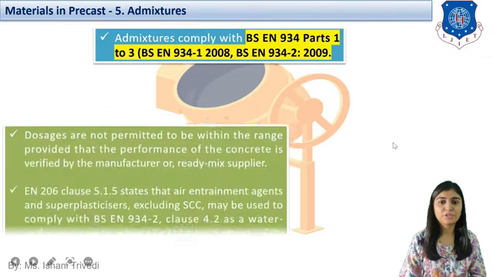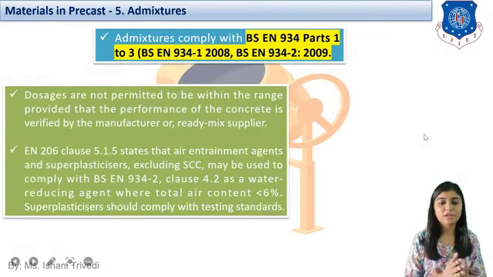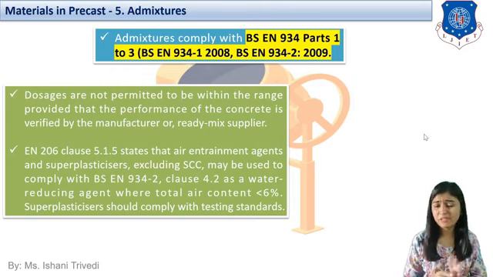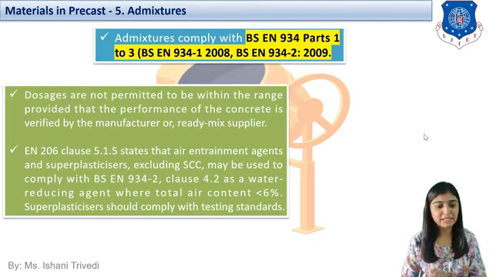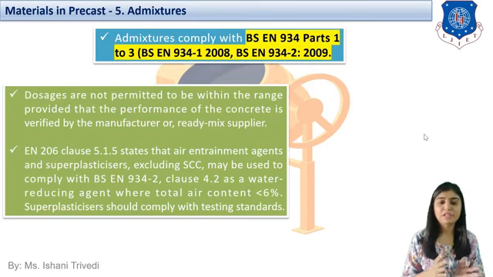Next, we are going forward to the admixtures, right? Now, let us talk about admixtures. They comply with BS EN 934 parts 1, 2, 3. They have various codes for admixtures as well. The dosages are permitted within the range provided that the performance of the concrete is verified by the manufacturer. It means that the dosage of admixture will be specified within certain limits by the producer, and it should not be more than the feasible range. It also states that air entrainment agents and superplasticizers may be used to comply with the BS code 934, as water reducing agents, where total air content should be less than 6%.